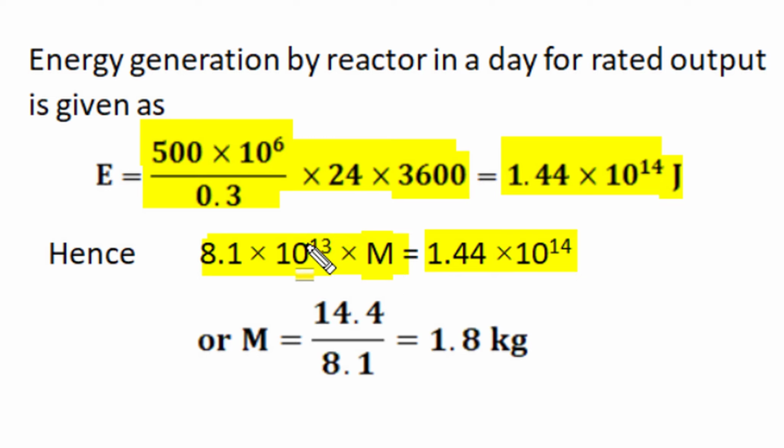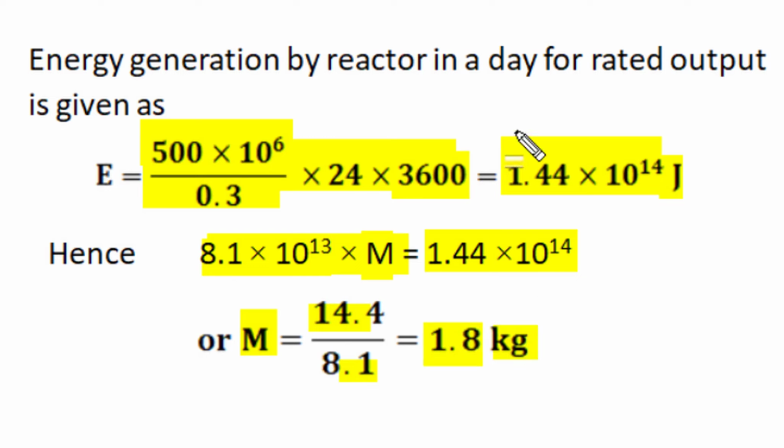So when the two energies, of mass and of electrical output divided by efficiency, are equated, the mass of uranium used daily in the reactor can be obtained. Now the powers 10 to the power 13 and 14 are matched by multiplying 10 with 1.44, and this is 14.4 into 10 to the power 13. 10 to the power 13 will get cancelled out. So the mass in kg is 14.4 divided by 8.1, and it is just 1.8 kg.